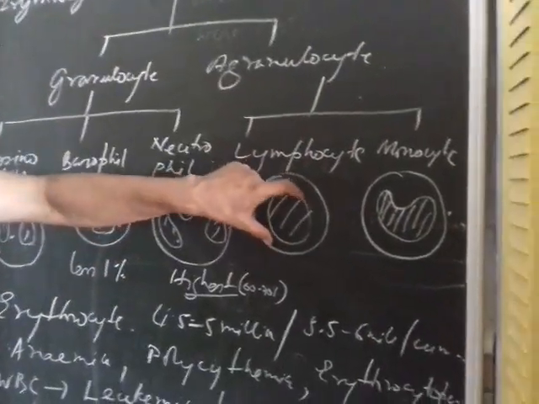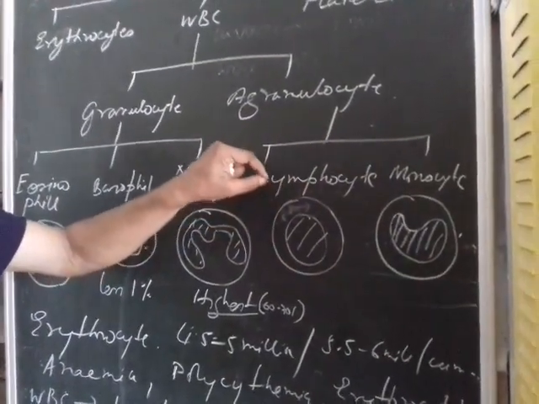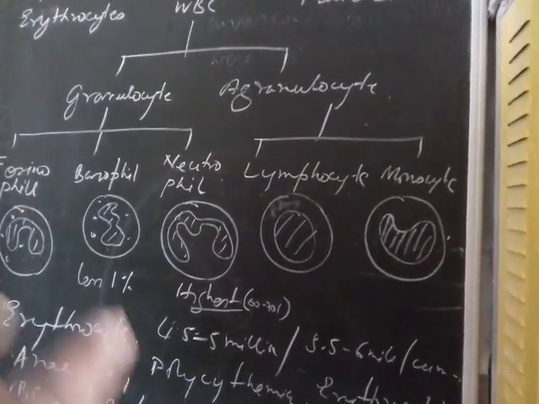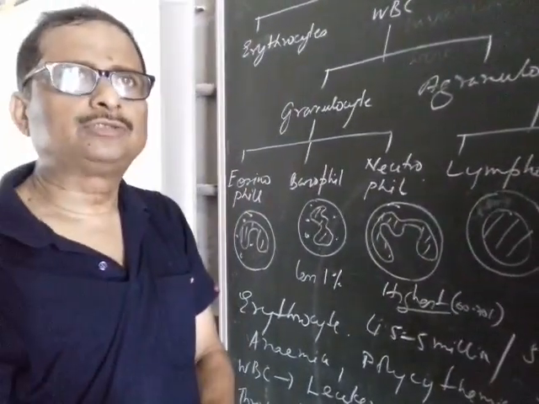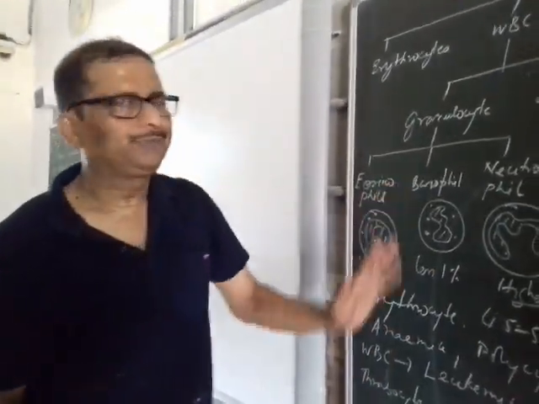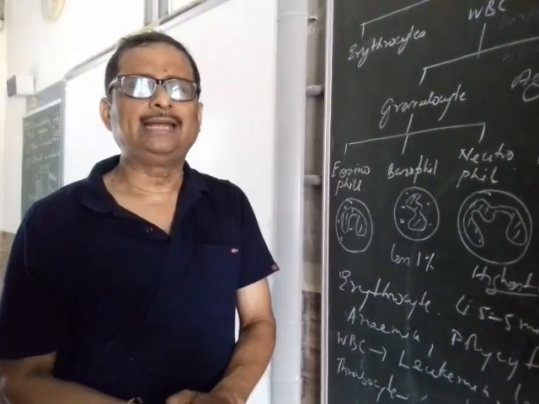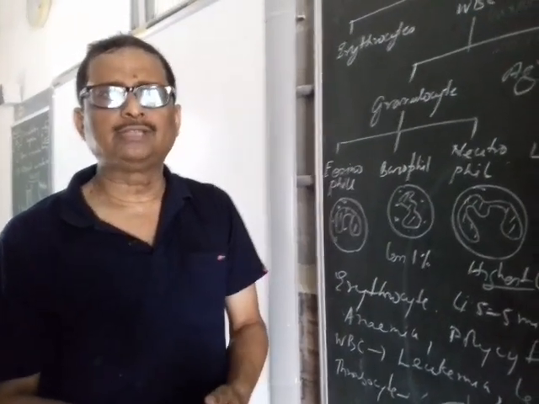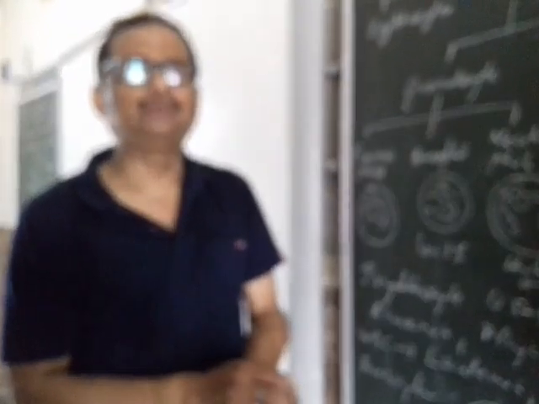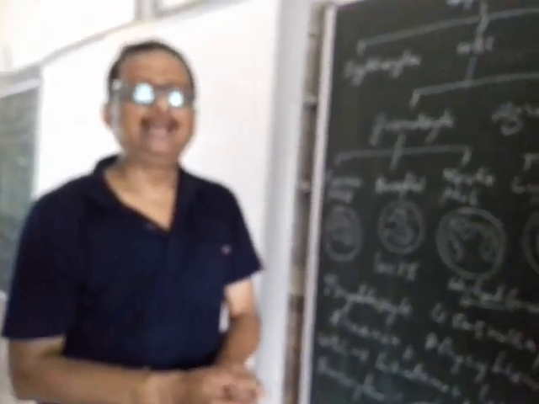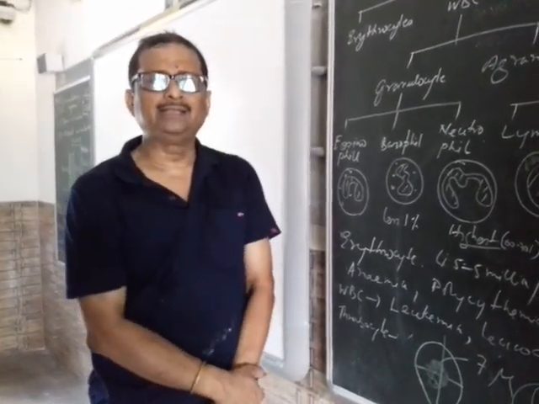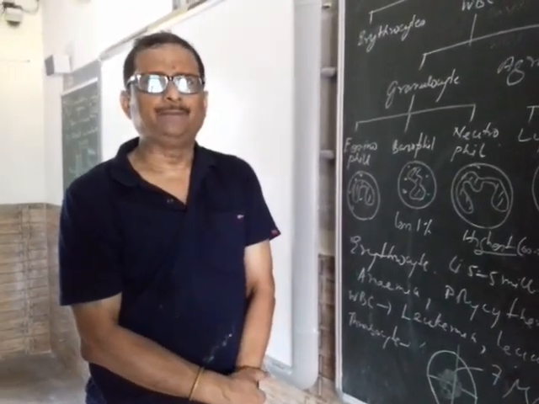The T lymphocyte's name comes from the word thymus, and the B lymphocyte's name comes from the word bursa. Later on it is termed as bone marrow, so they are mostly formed in the bone marrow, so it is called the B lymphocyte. So this is for today, and in the next class we are going to study the platelets, what the functions of the platelets are, and the process of clotting of the blood, how platelets help in clotting of the blood.